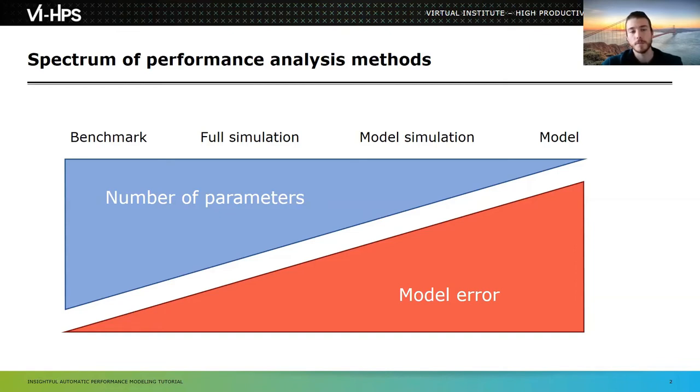Usually with benchmarks, of course, you can cover a large number of application parameters and you have a small model error in general. But on the other hand, they are usually very expensive and require a lot of work and time. Models you can generate pretty fast, but usually you get a higher model error, of course. So XTROP is over here in the modeling domain.